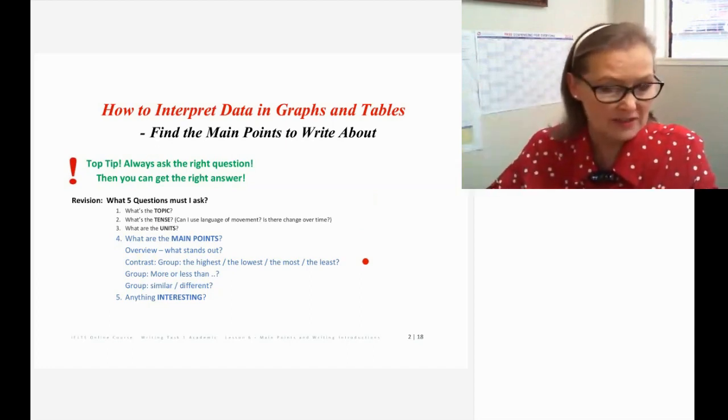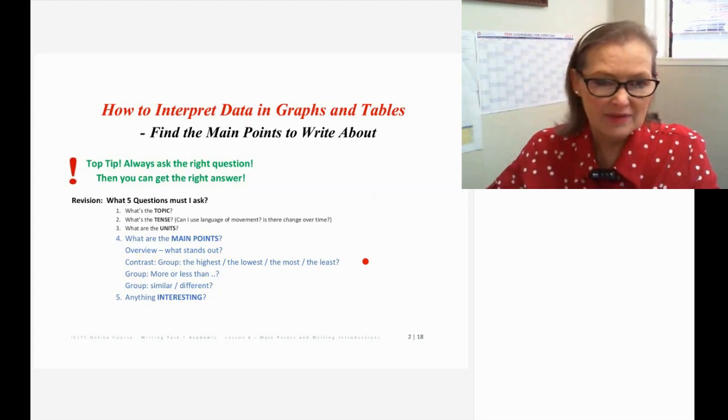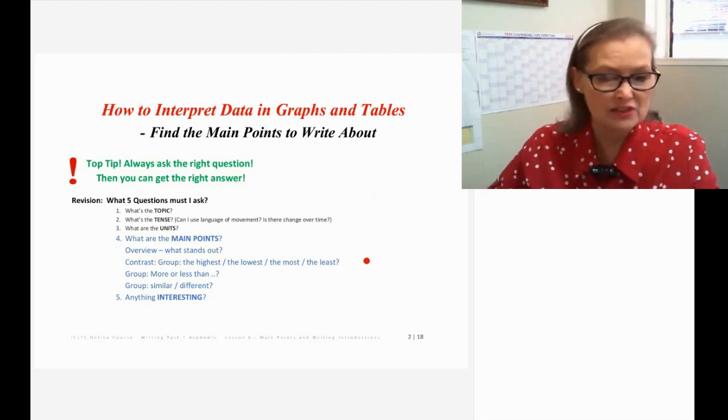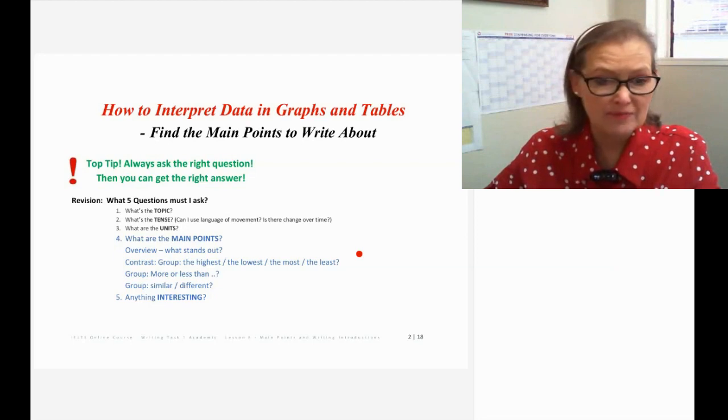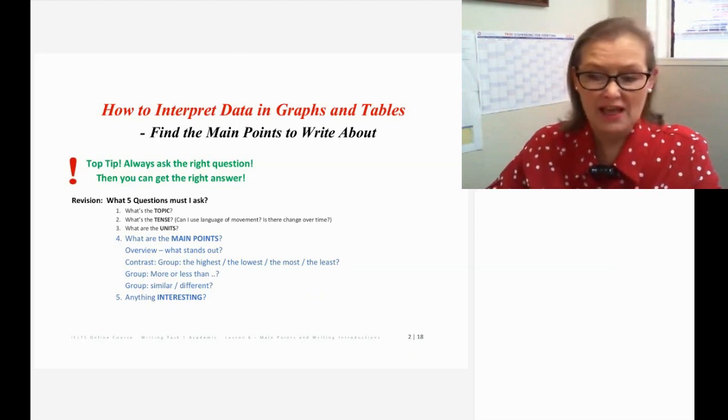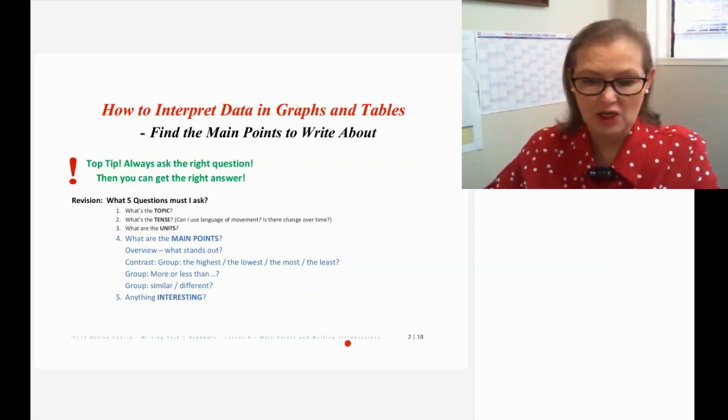What's the topic? What's the tense? What are the units? And what are the main points? And tonight we're going to look at everything in blue. What are the main points? What stands out? What can we contrast? What's the highest? What's the lowest? And then once again, what can we group? What's more than? What's less than? What's similar? And anything interesting that we can just close with.